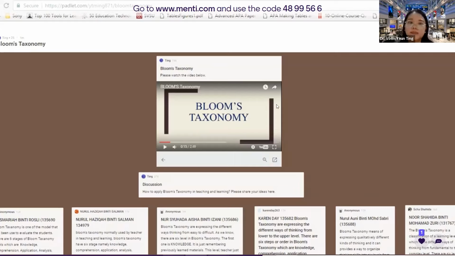So maybe, for example, this is like Bloom's taxonomy. You can ask them how they apply Bloom's taxonomy in teaching and learning. So please share your idea here after they watch the video. So this is another micro-lecture approach that I want to share with all the speakers here. Okay, this is my idea. Last time I did this with my students.